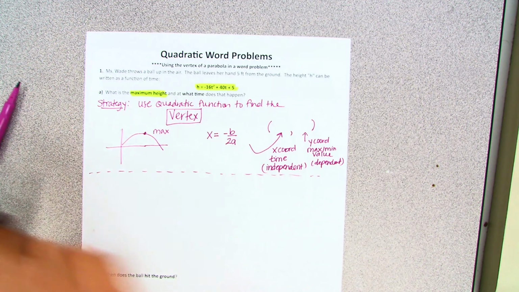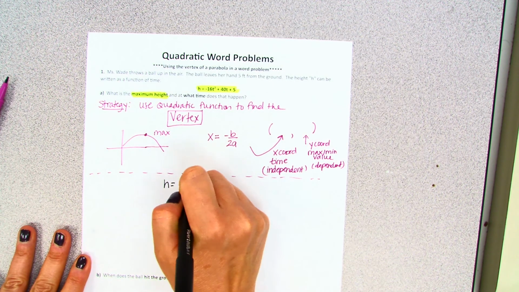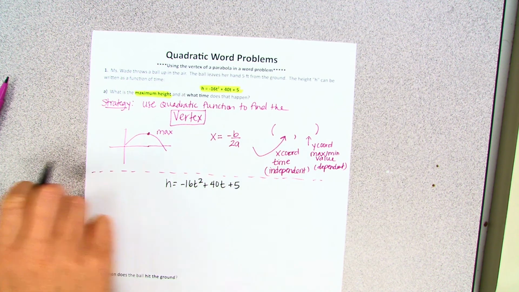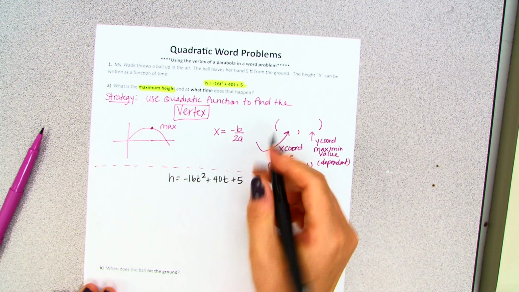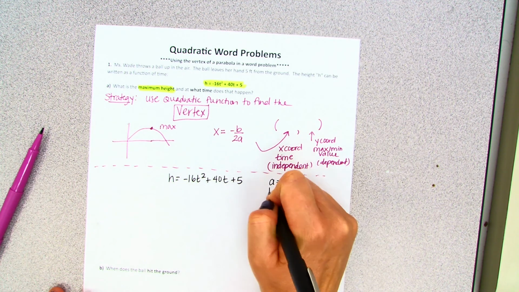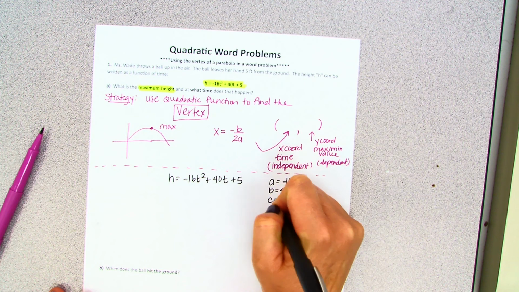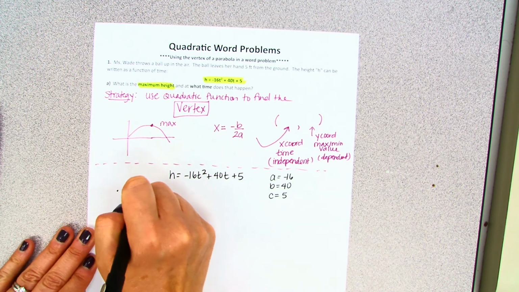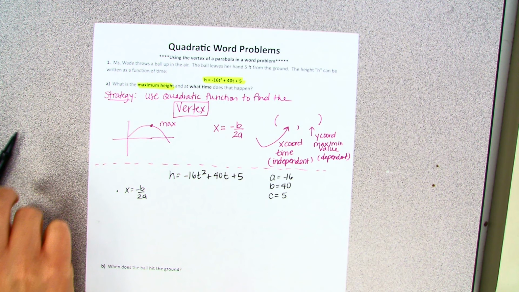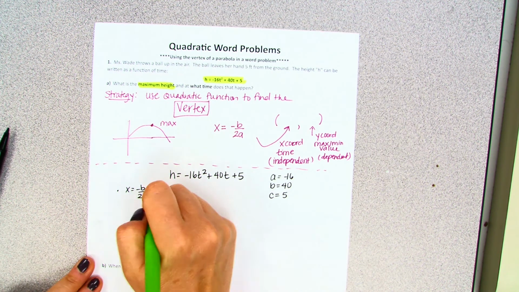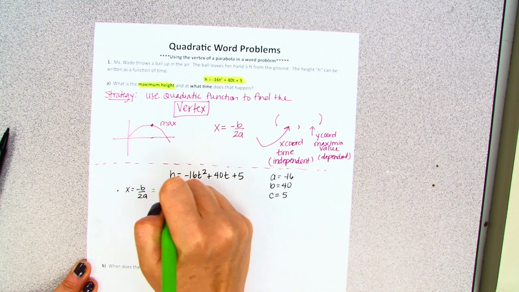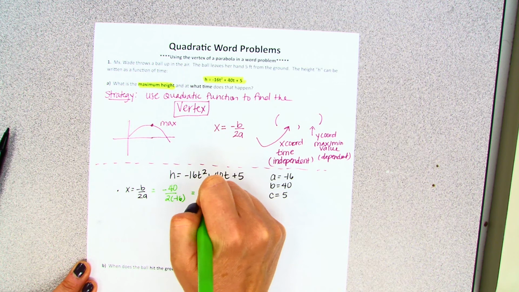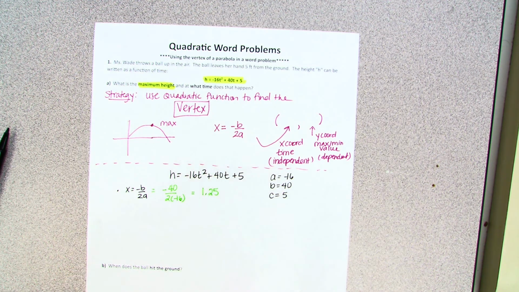So let's do it. I gave you a quadratic function, and I want to know what is the maximum height. The goal here is to find the vertex. We know a is negative 16, b is 40, and c is 5 because it's in standard form. I'm going to use x equals negative b over 2a to find the x coordinate, so I'm going to plug in all my stuff. Negative b over 2a. When you use your calculator to do that, you get approximately 1.25.